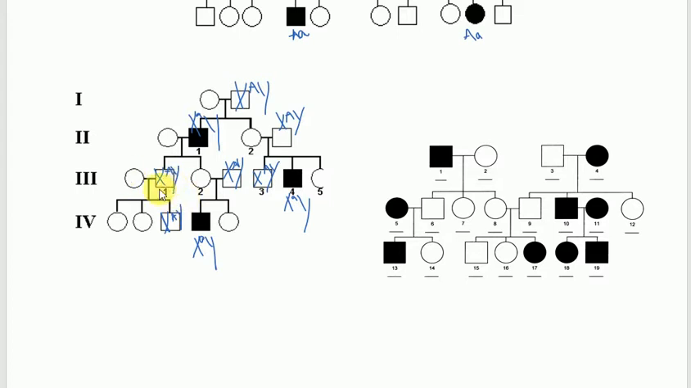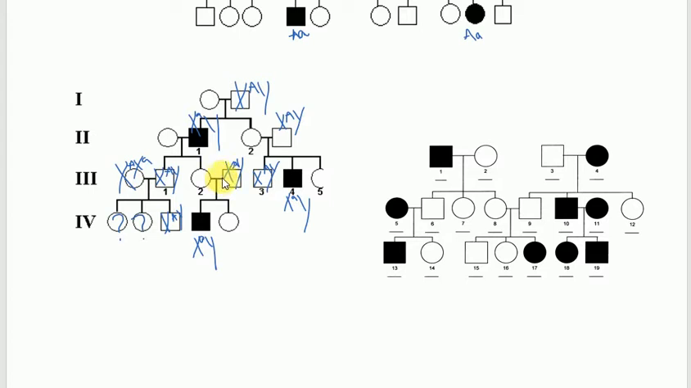Here, for instance, we can tell that mom would have to be big A, little a, in order to give son the big A there. However, we don't know what these females are, so they would be question marks. No idea.